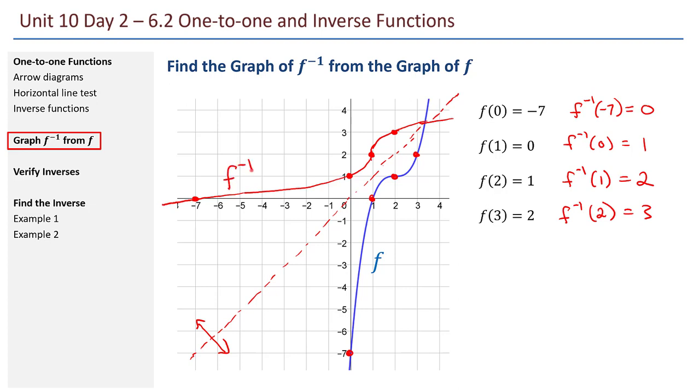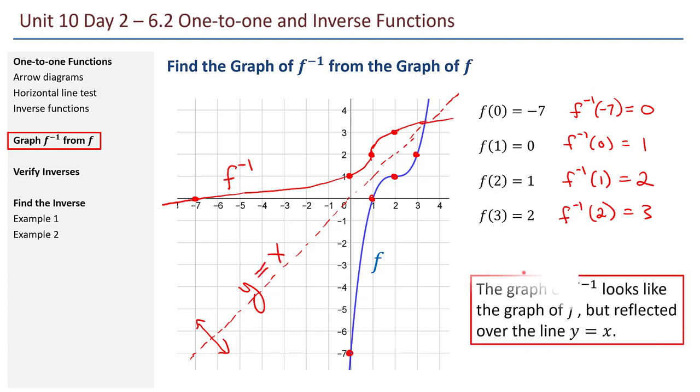So the graph of f inverse ends up looking like the graph of f is just reflected over this diagonal line, and that diagonal line is the line that has the equation y equals x. So here it is as an official statement: the graph of f inverse looks like the graph of f, but reflected over the line y equals x. And how you graph it is first plot a few points for f, and then plot a few points for f inverse, and then you can fill out the rest of the graph by being careful to take care of this symmetry.